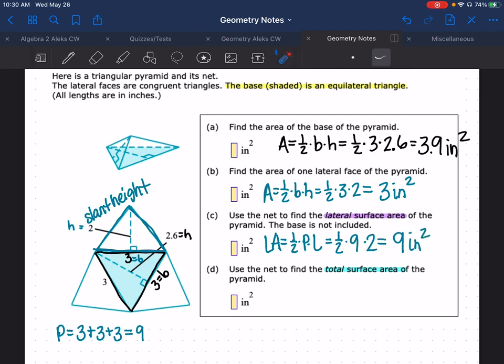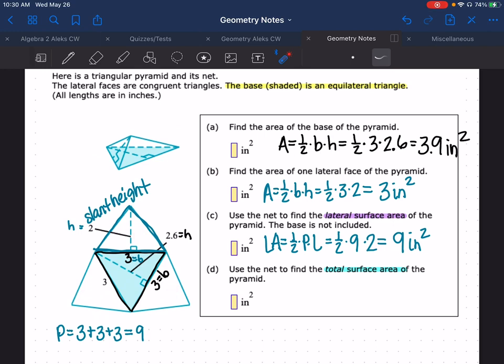Now, what you could have done as well is said, well, the area of one of the lateral faces is 3, and there are 1, 2, 3 lateral faces. 3 times 3 equals 9. That will work as well. Just make sure that once you find the area of 1, you have to count up how many there are folded out of the base.